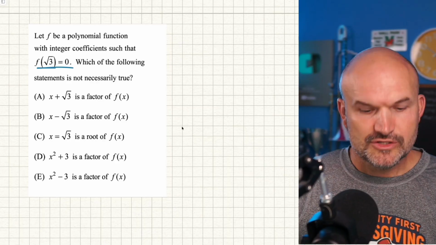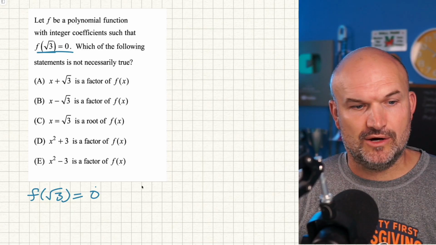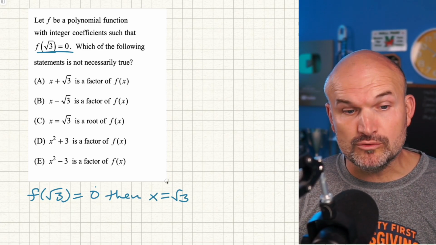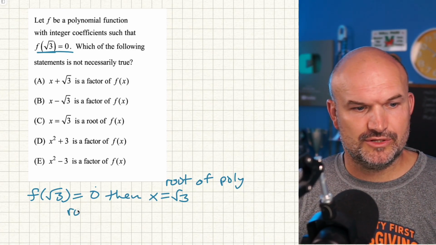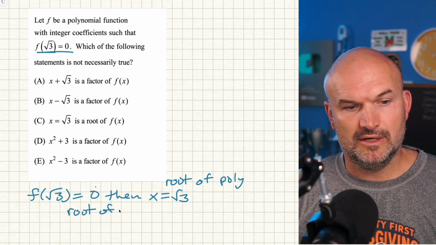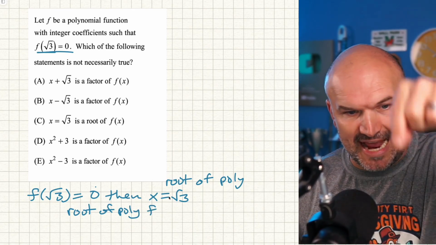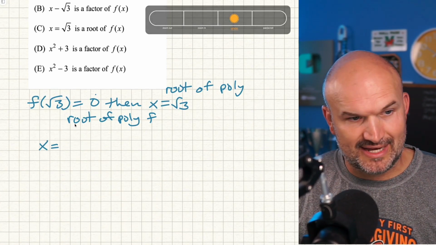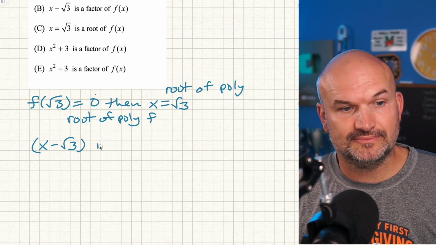Okay. So we know that if f of square root of 3 is equal to 0, then x equals the square root of 3 is going to be a root of our polynomial. Right? So root or a 0 of our polynomial f. We know that. The next thing we know, if we are given a 0, x equals square root of 3, then that tells us x minus the square root of 3 is going to be a factor.